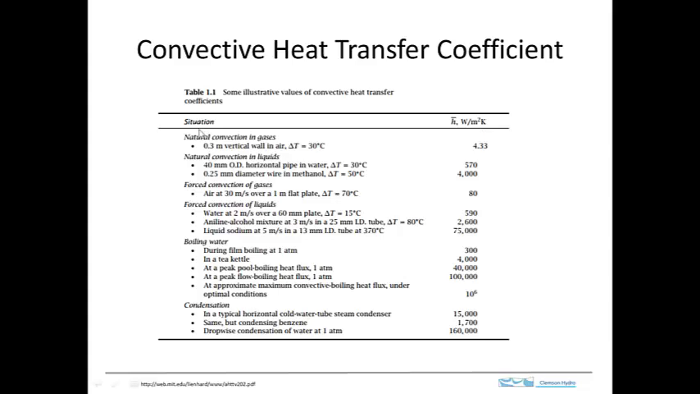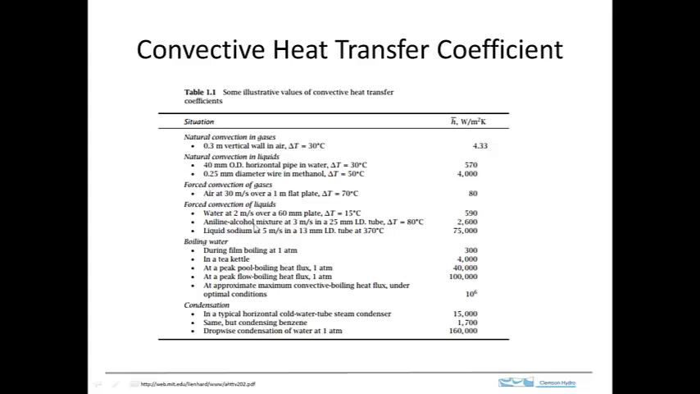Here are values from a variety of different scenarios: natural convection in gases for an experiment that involved this size of a vertical wall at this temperature, and there's this value for the heat transfer coefficient. And so we have another example where instead of a gas, we have a liquid, and we've got a pipe, diameter of pipe, and a particular fluid. And so these are different scenarios, and we have these heat transfer coefficients.